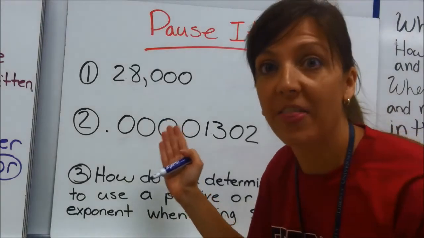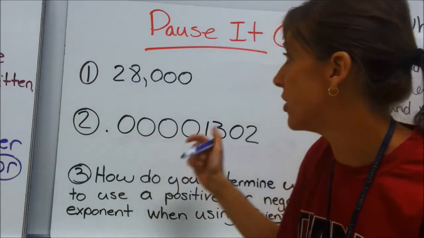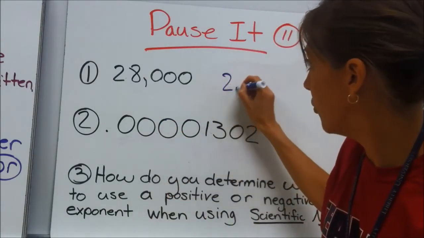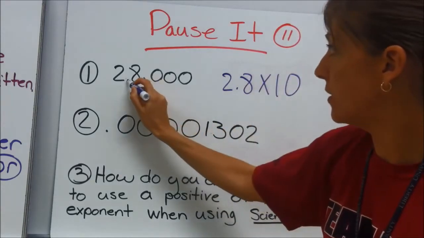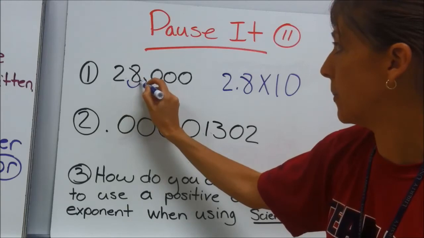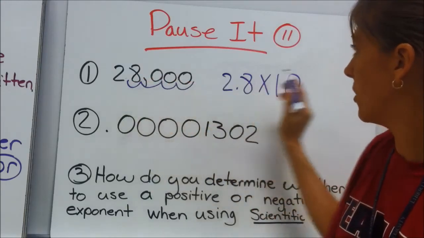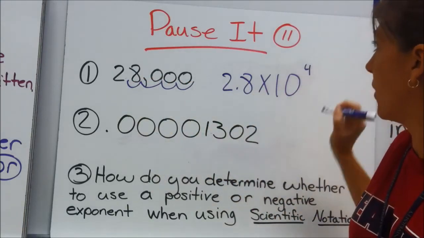Okay, 28,000 written in scientific notation would look like this. 2.8 times 10, and how many places would I have to move it to get back to the original number? 1, 2, 3, 4. To the 4th power.